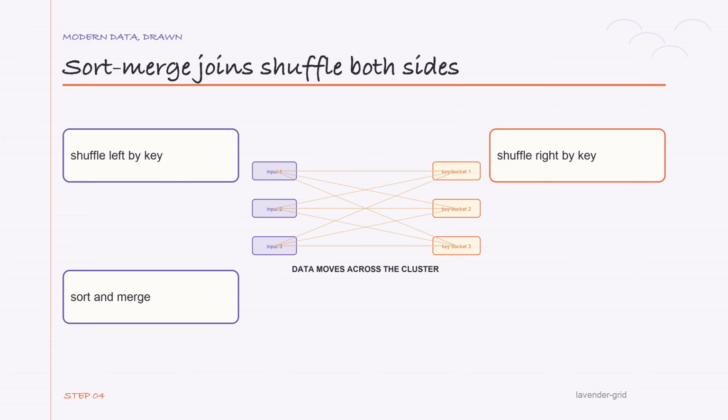Read the drawing from one idea to the next. Shuffle left by key, then shuffle right by key, then sort and merge. You do not need to memorize every implementation detail yet. Focus on what moves, what stays fixed, and why the system does less unnecessary work.